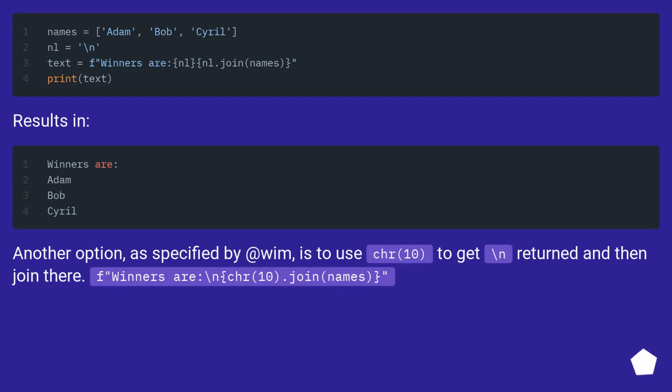Results in. Another option, as specified by @whim, is to use chr(10) to get \n returned and then join there. The f-string is f"{chr(10).join(names)}".